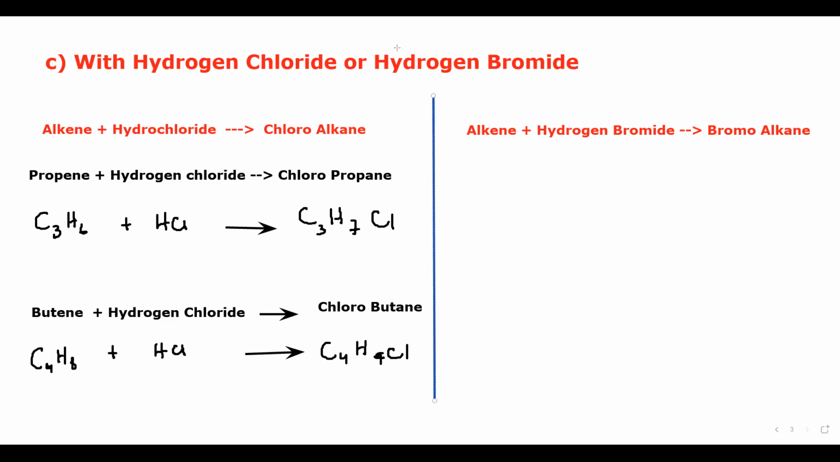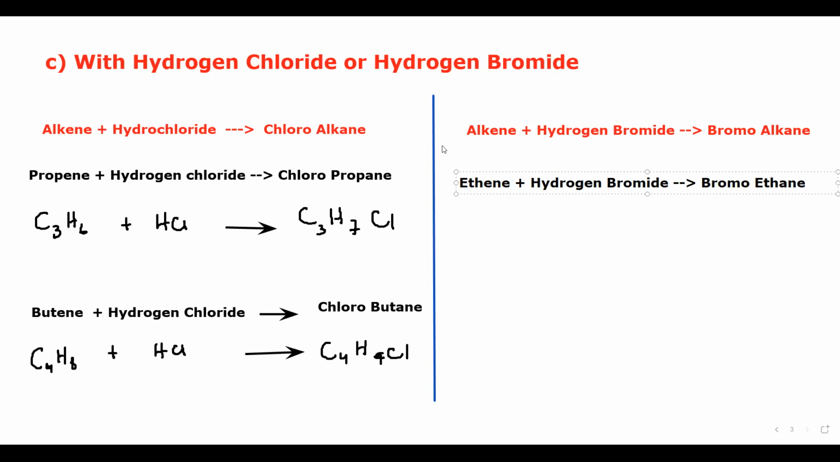If the hydrogen bromide is reacting with alkene, say we have ethene plus hydrogen bromide, it will give bromoethane. So ethene plus hydrogen bromide results in a formation of bromoethane.